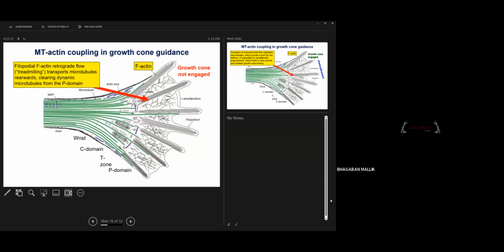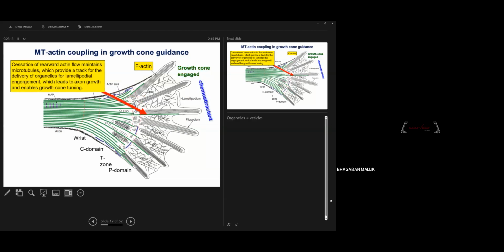So here this structure shows this filopodia is not engaged. The growth cone of this filopodia is not engaged because you don't have formation of the bundle with actin. The microtubule is not there, and you need the association of microtubule as well as the filamentous actin for the growth of the filopodium or growth of the growth cone. So here this growth cone is not actively engaged with growth.